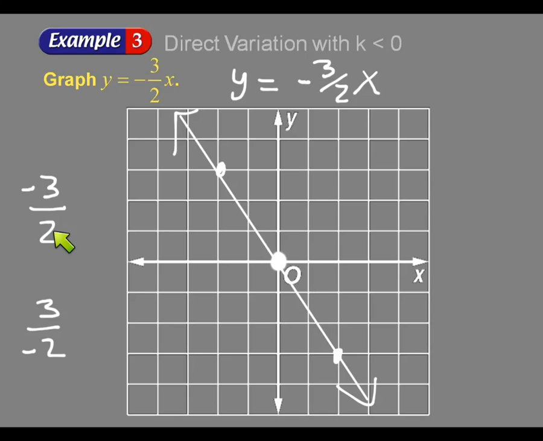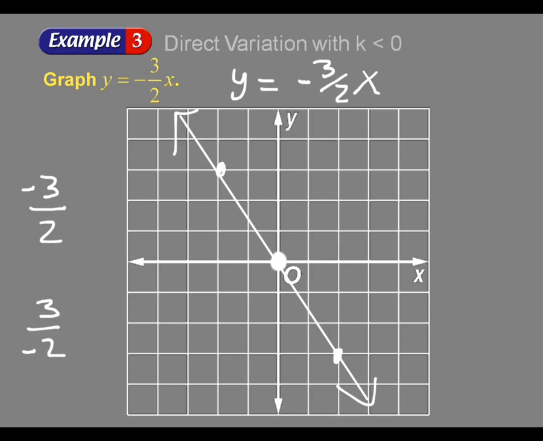Negative 3 going down 3 and to the right 2 is the same as going up 3 and to the left 2. Okay? It still gives me this line. Again, the slope here is negative 3/2. The constant variation is negative 3/2. Question? Will there be both negatives? If they're both negative, you could simplify it to a positive so that it would be uphill.